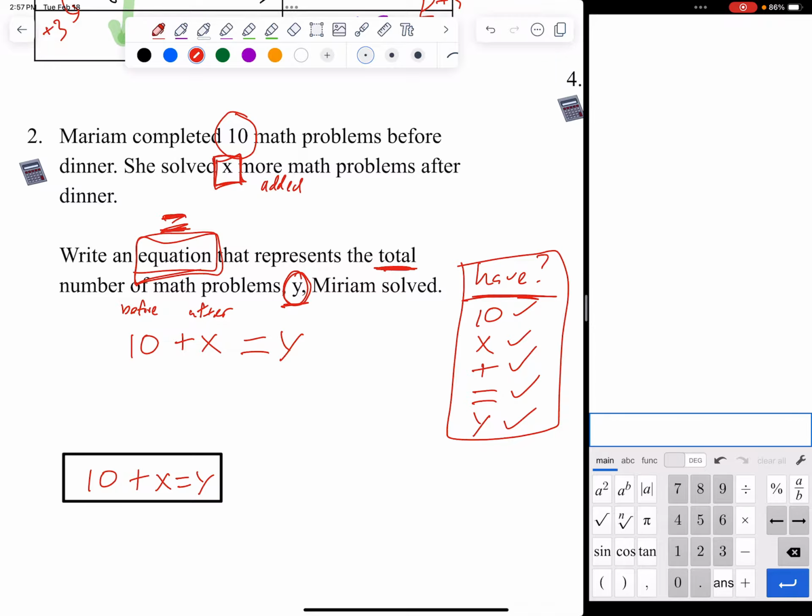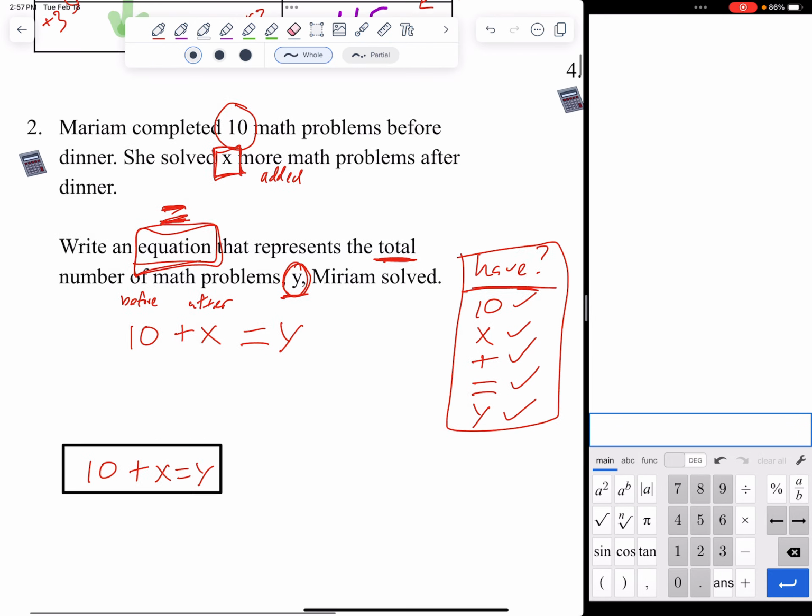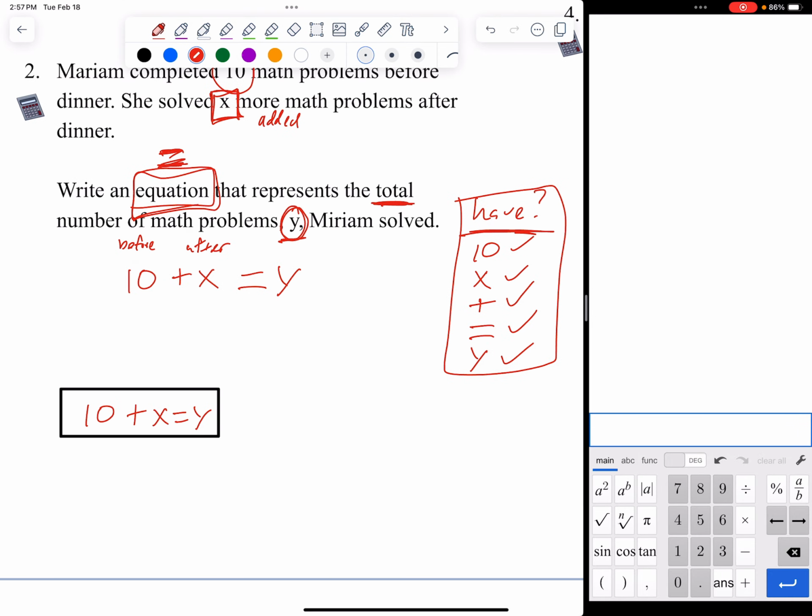Now, the thing that's nice about the state exam, however you write it is usually correct. Well, let me rephrase that. As long as you have the same value in the equation and you write it differently, it's still going to be correct. What do I mean by that? So some of you guys maybe said x plus 10 equals y. Well, guess what? That's fine. Some of you guys probably said y equals 10 plus x. Guess what? That's fine. So as long as your equation is correct, it usually doesn't matter how you write it.